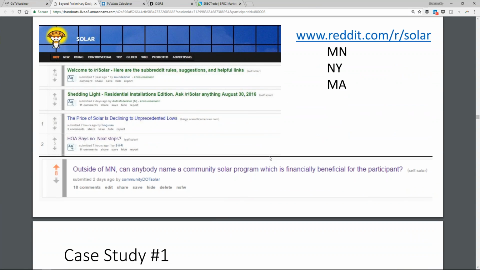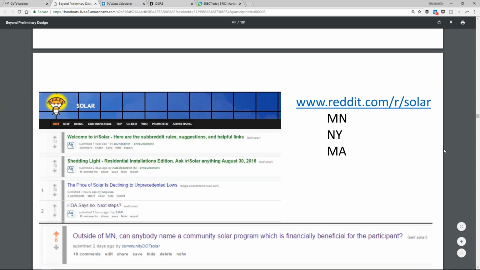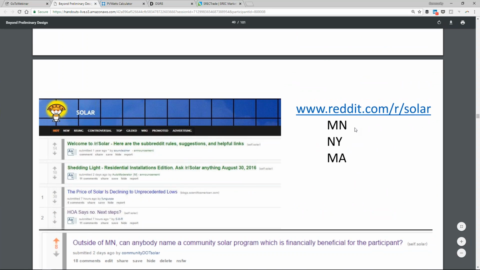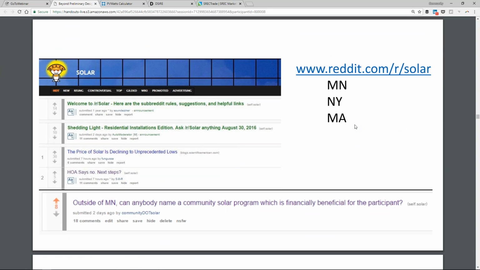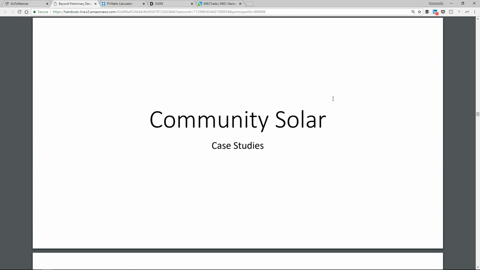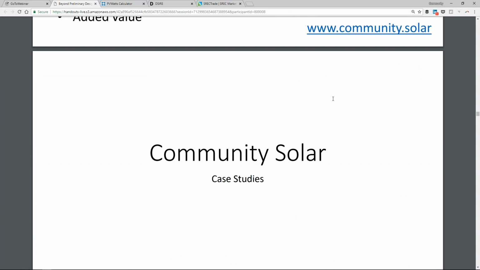So what we're going to do is look at some case studies of community solar projects and see where they fit into the existing system. Community solar projects are entering this REC market, where you have the ability to sign up for a green power plan from your utility.